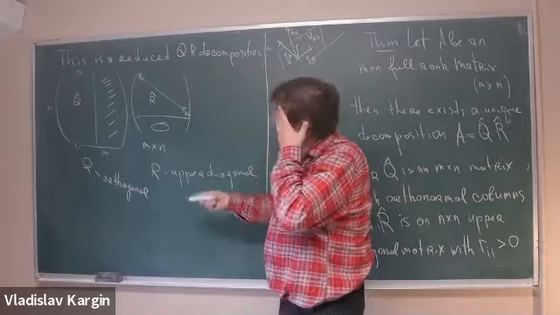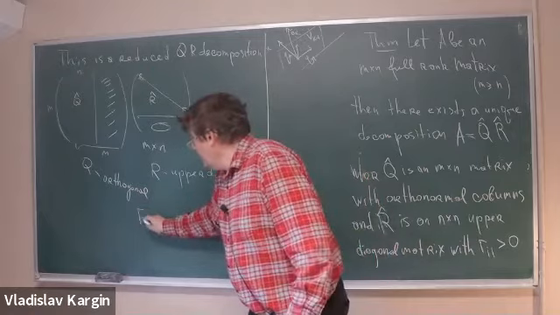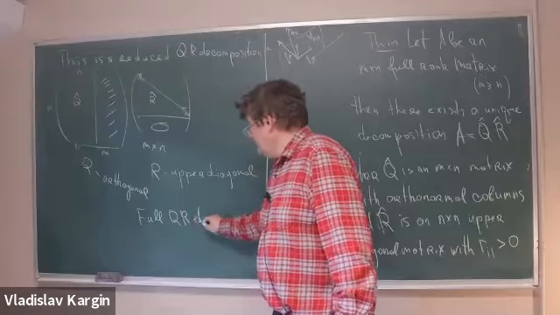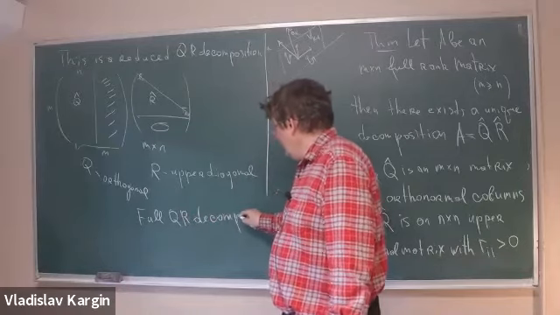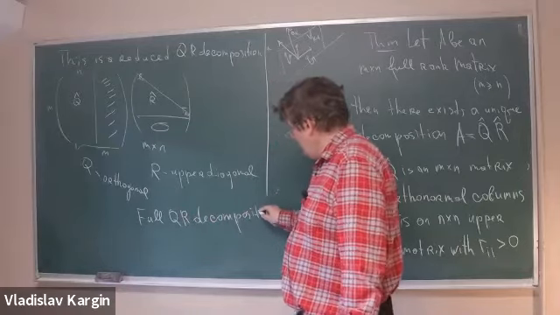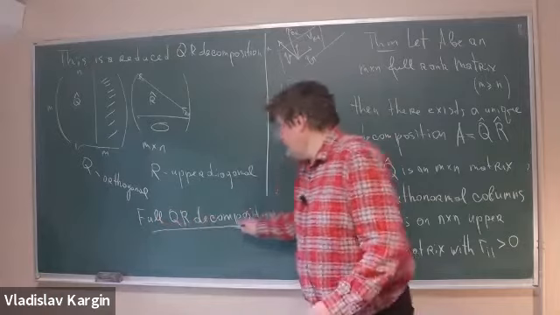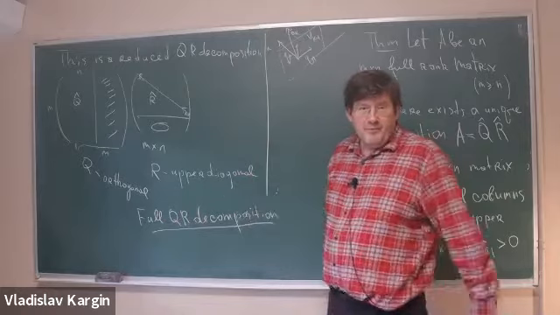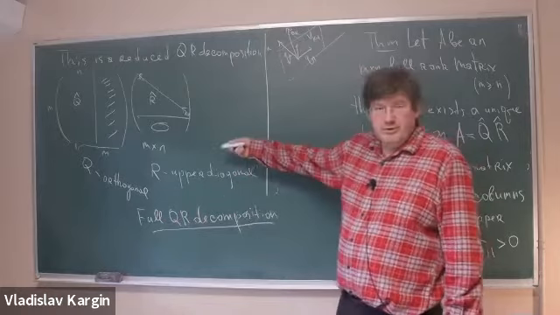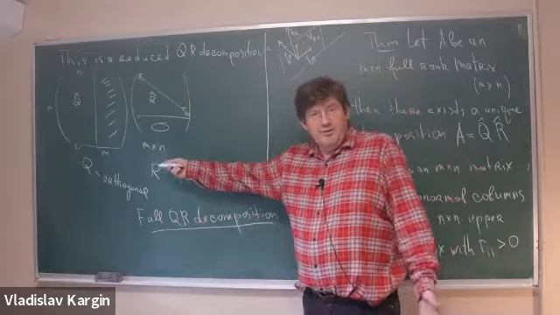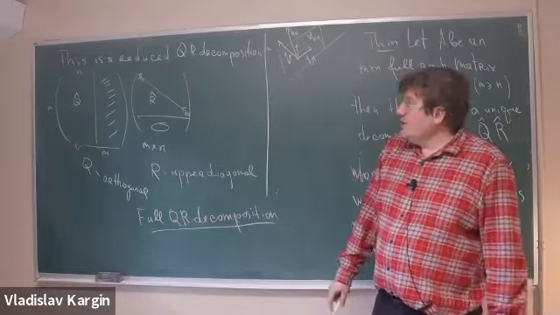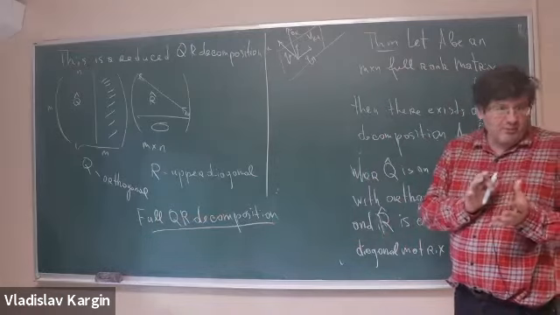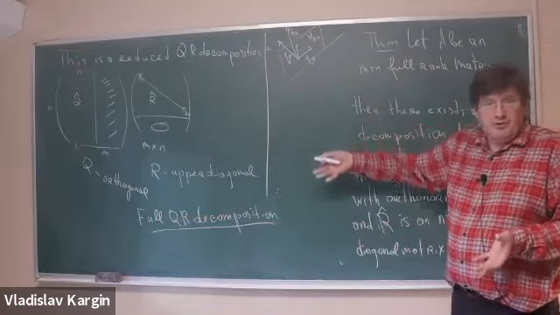So you would call this a full QR decomposition. But I don't see what's of much interest in this. At least I don't see what's the big point of this thing. Now if the original matrix was a square matrix, then there is no difference between reduced and full decomposition.